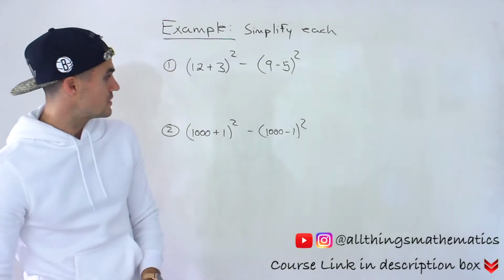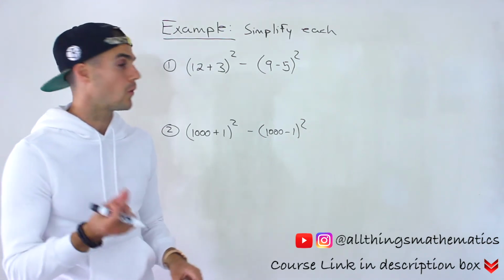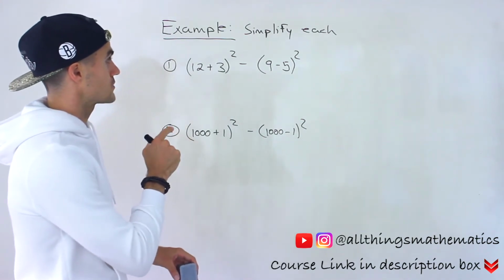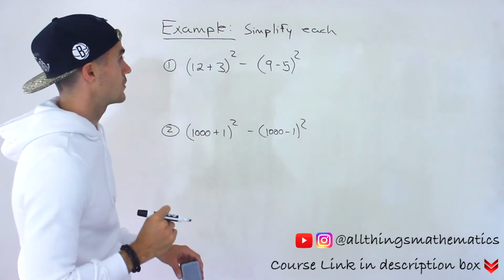Patrick here. Moving on to the next video, we got to simplify each of these expressions here. So starting with number 1, we got 12 plus 3 to the power 2 minus 9 minus 5 in brackets to the power of 2.